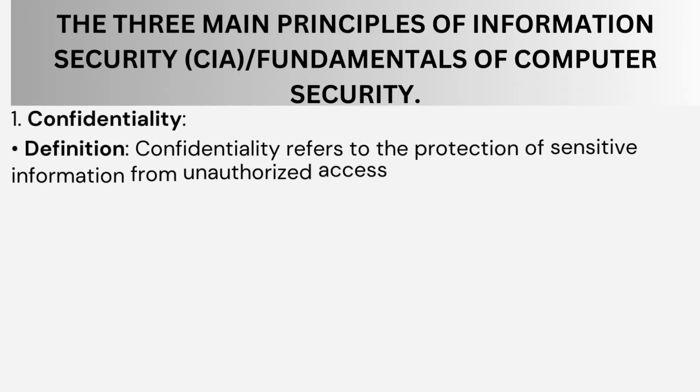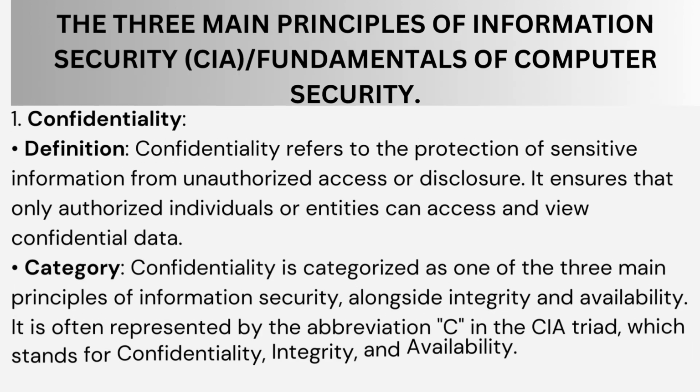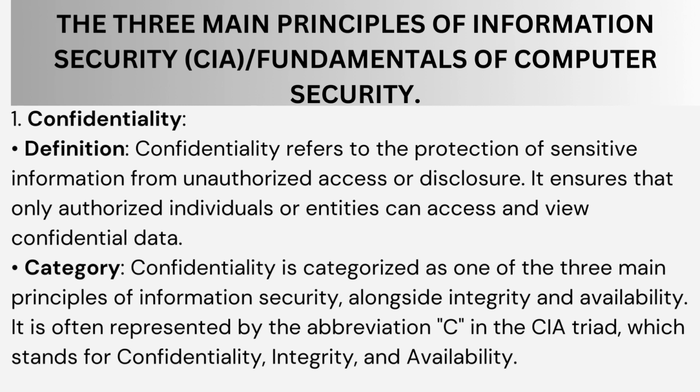We have three main principles of information security, commonly abbreviated as CIA, which mean confidentiality, integrity, and availability. These can also be symbolized as fundamentals of computer security. So we're going to tackle each one of them. We're going to define them and categorize them.